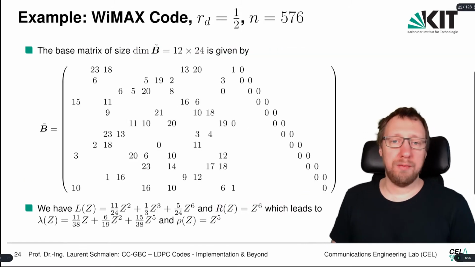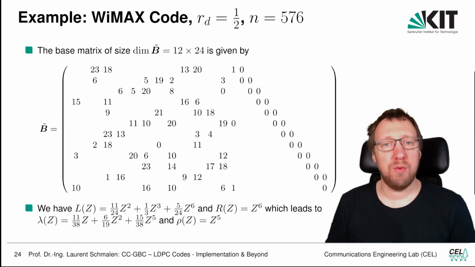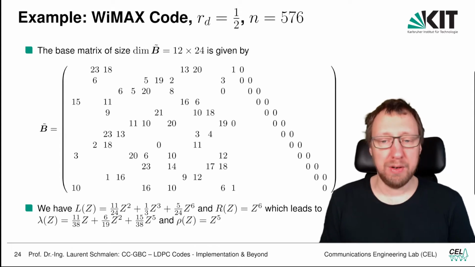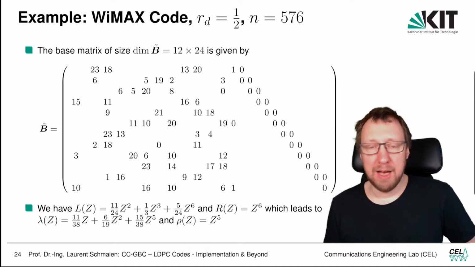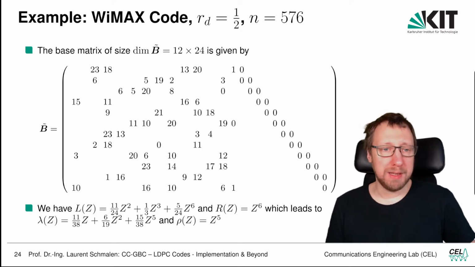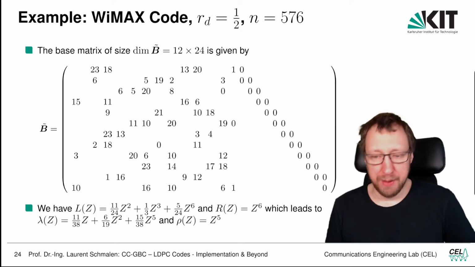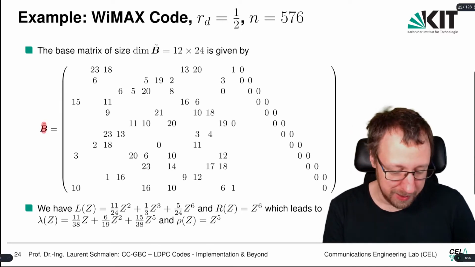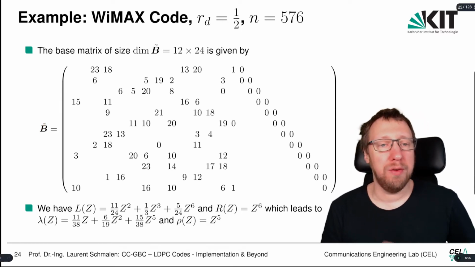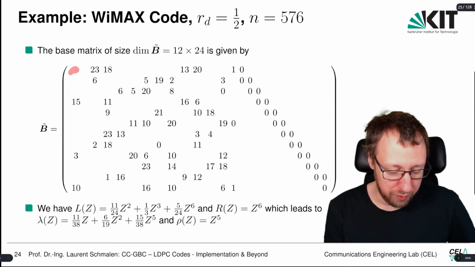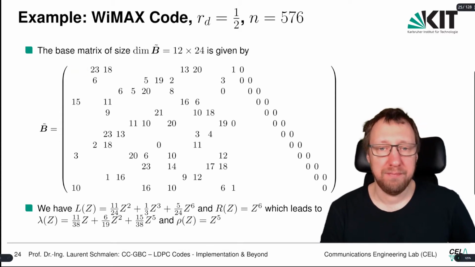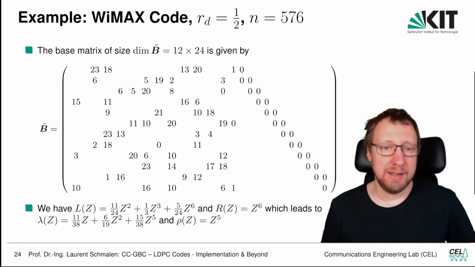So here is the code that we have in WiMAX of rate 1/2 with 576 bits. And this is the base matrix. So here we have the base matrix B tilde. And I don't show the void entries. If there is a void entry, it's just left empty. And this is the matrix that we have.